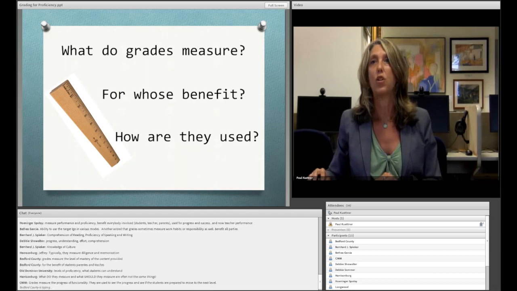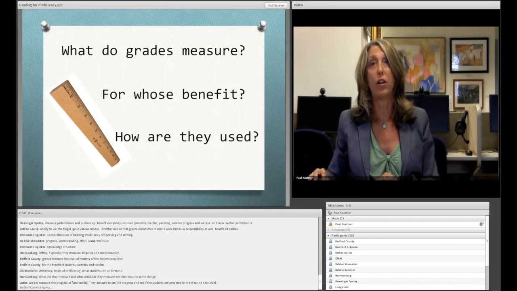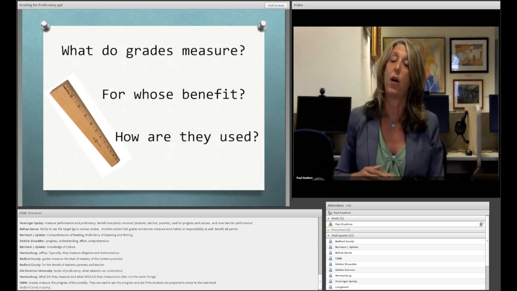So back, we're talking about, it's about the standards. It's measuring the standards or how the student is measured against a particular criteria, maybe the ACTFL proficiency guidelines. They measure progress and understanding, effort, another citizenship item here, comprehension, knowledge of culture, that's important too, that's one of the standards. They're for the benefit of students, parents, and teachers, and that's especially true in a K-12 environment.